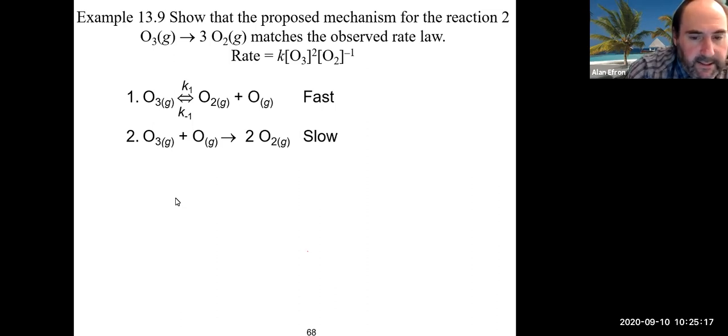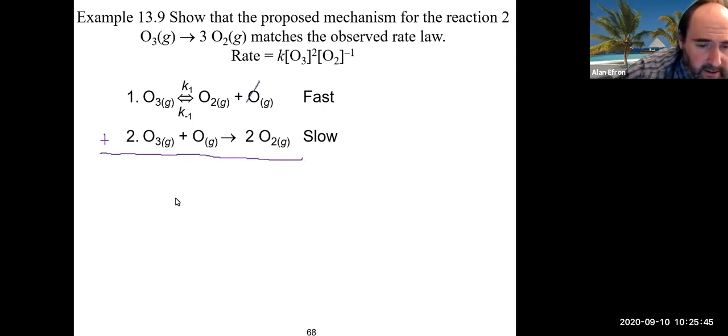Okay, so let's take a look. Again, remember, in order to prove, if you will, and that's what a lot of these mechanism problems turn into, that it's a good mechanism, there are two things that you want to make sure happen. When we add up both of these, in this case there are just two elementary steps, we do get the overall reaction. So let's just start there.